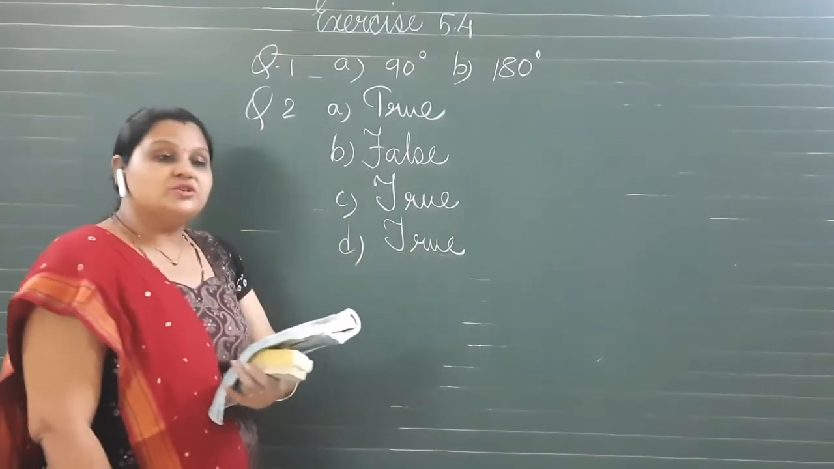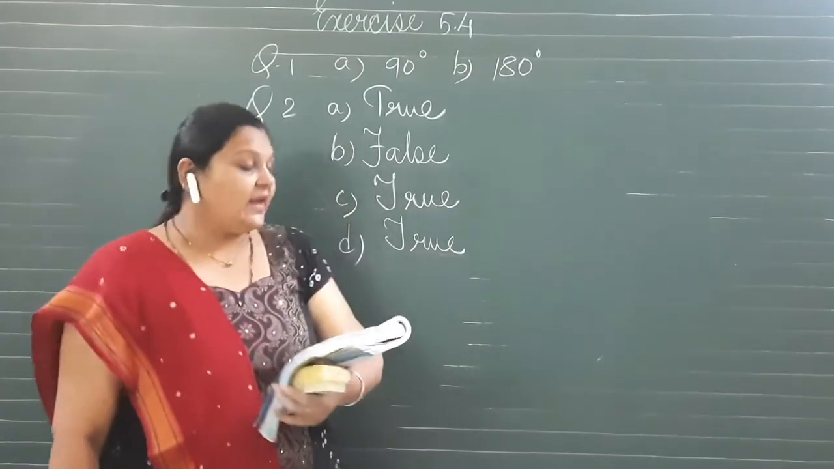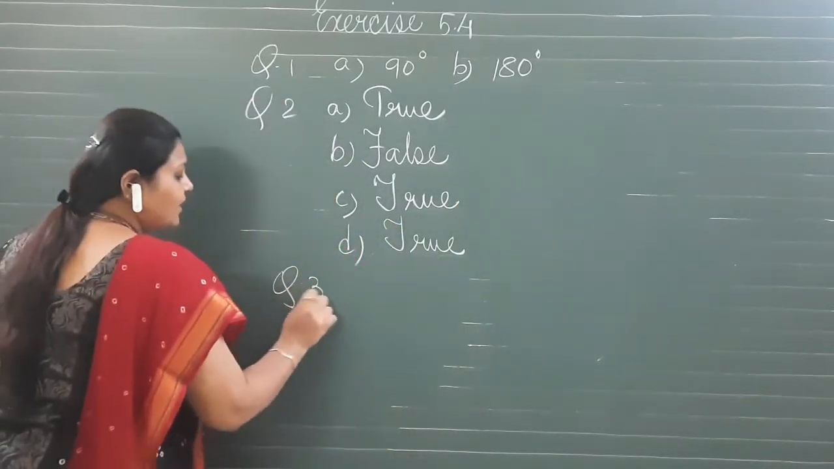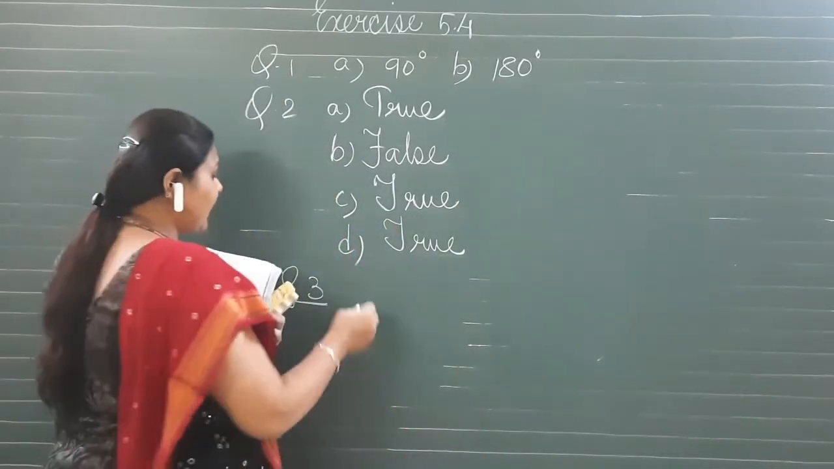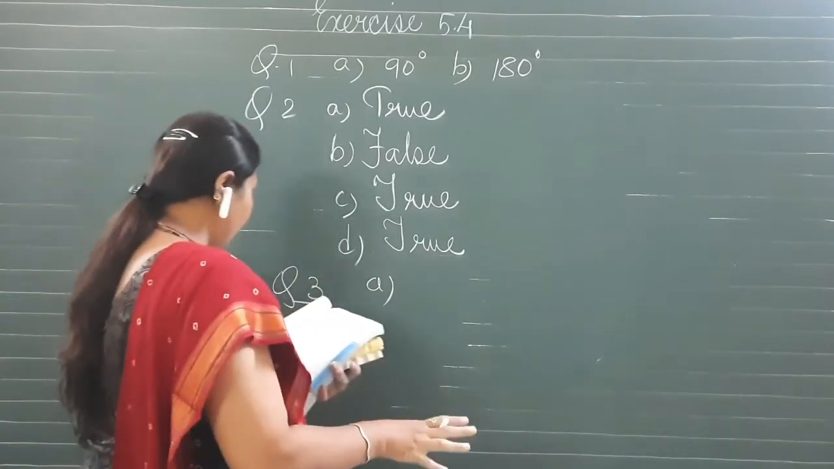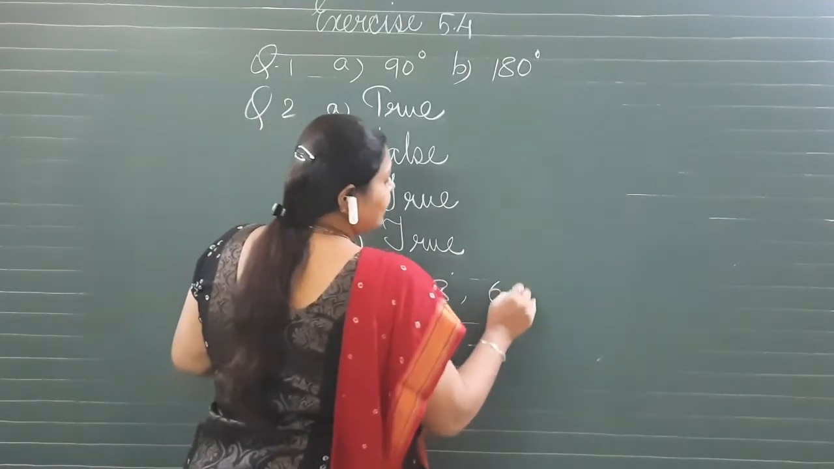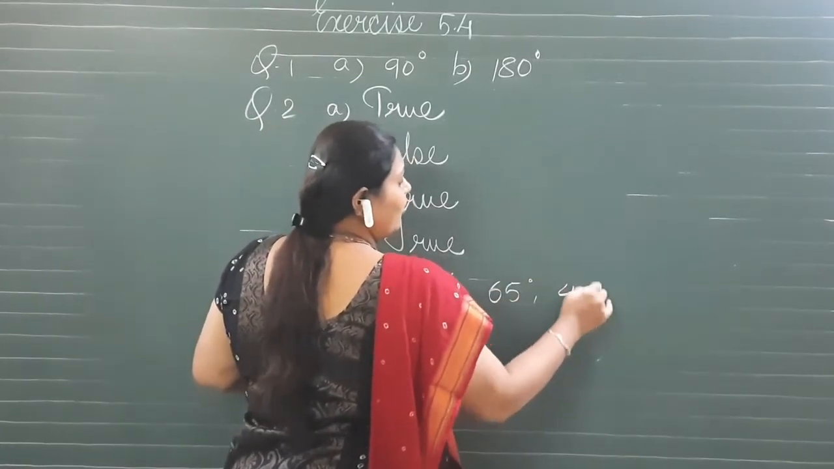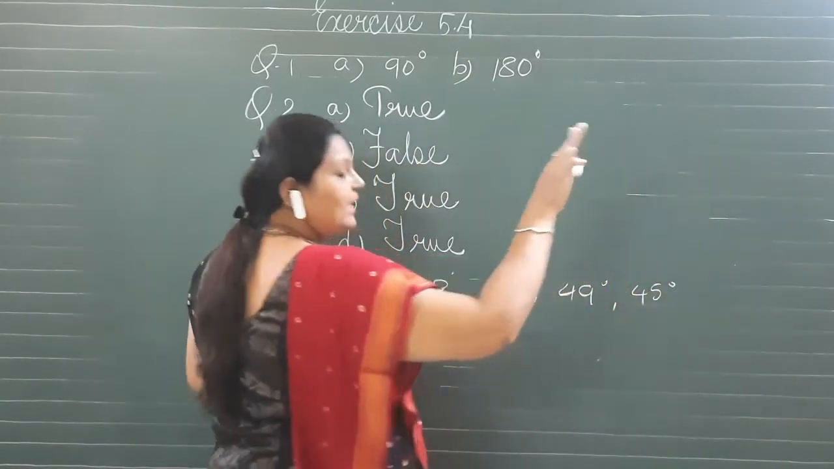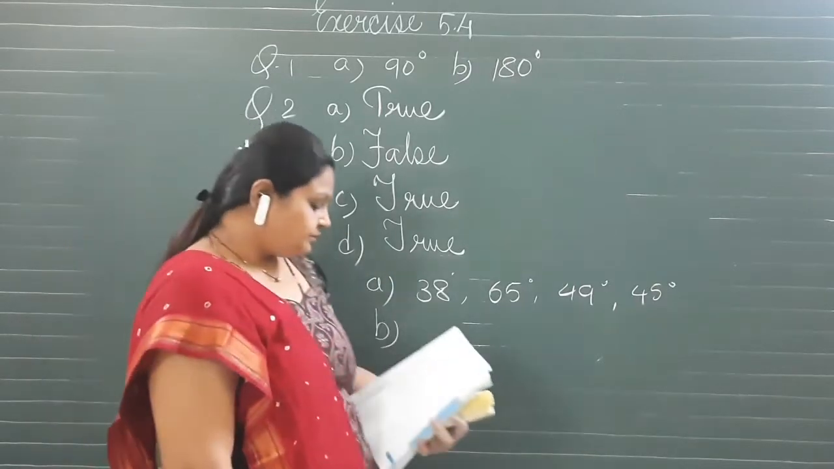Now let us see question number 3. Write down the measure of some acute angles. So acute angle means angles which are less than 90 degree. So we have to write any 3 measures. We will write say 38 degree, 65 degree, 49 degree, 45 degree and so on. Which will be less than 90. You can write any under 90.